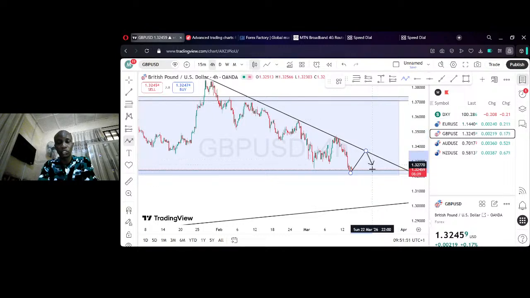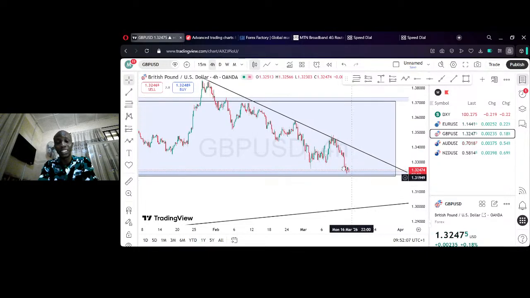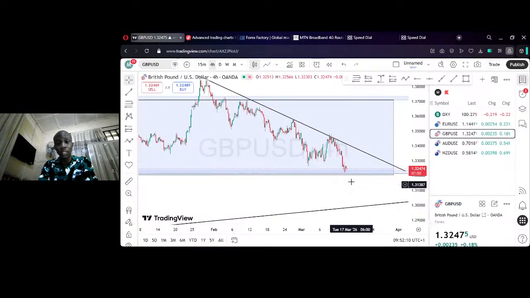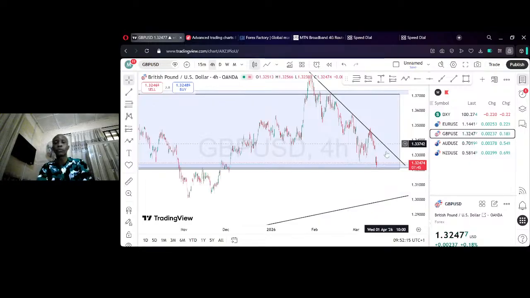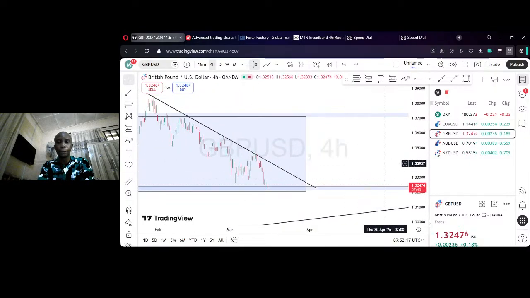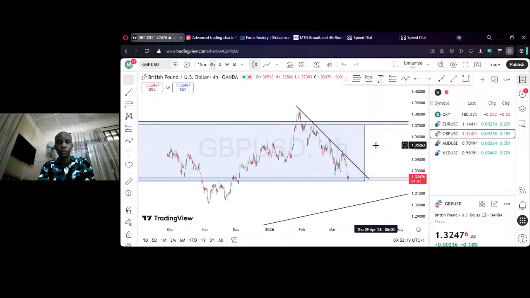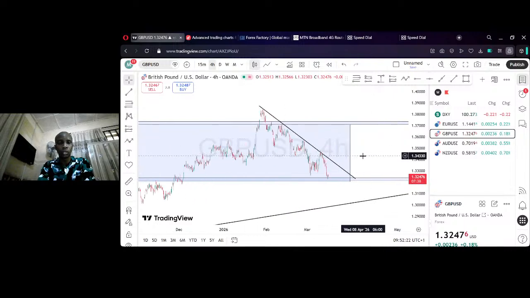But if price should reject this trend line, it's coming back to attempt the support again. And if it should hold for a double top, price will push back up. And if it can break below this support level, price is pushing to the downside. So that is that on EURUSD and GBPUSD analysis.